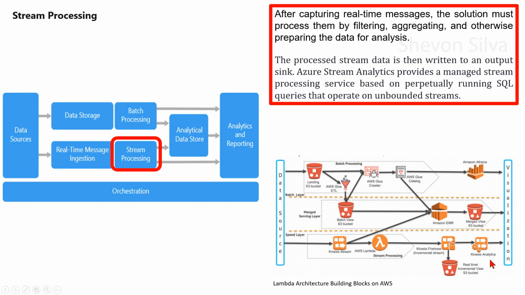Kinesis data analytics. This service provides the easiest way to process the data that is streaming through Kinesis data streams or Kinesis data firehose using SQL. This enables customers to gain actionable insight in near real time from the incremental stream before storing it in Amazon S3.